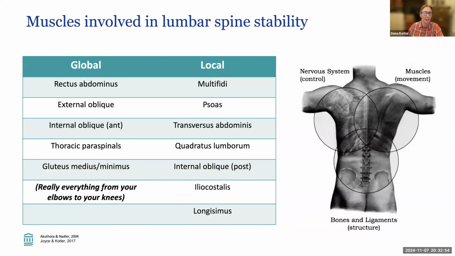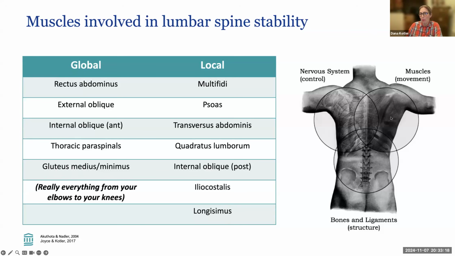So we have a lot of muscles involved in your spine stability. You have basically the global system, which you can think of as everything from your elbows to your knees being involved in where your spine goes. And then you have a lot of local muscles. So multifidi, your psoas, all the stuff that's attached to your spine directly, your quadratus lumborum, and then your abdominals, internal obliques, and then the paraspinal muscles.